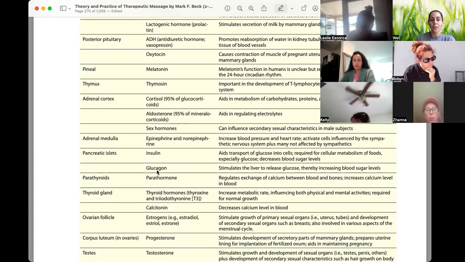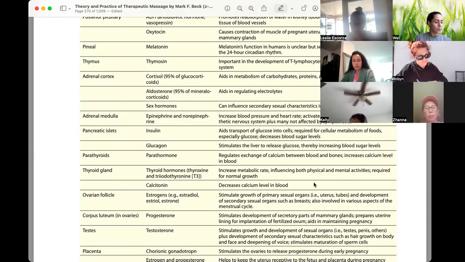Okay. Glucagon, on the other hand, stimulates the liver to release glucose, thereby increasing blood sugar level. All right, so write these two down. Two cards is okay.